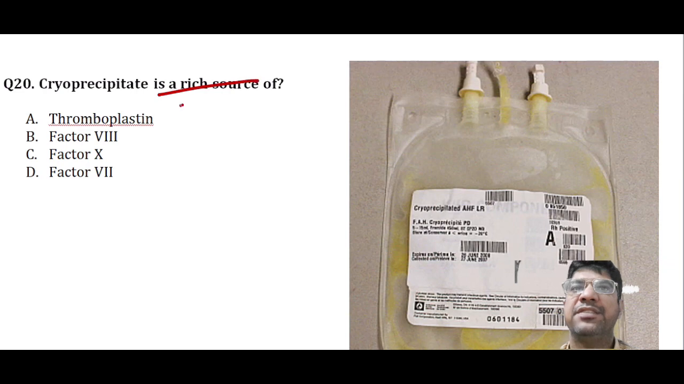Cryoprecipitate is a rich source of factor 8. Cryoprecipitate is a special part of blood that contains the essential clotting factor. So imagine it as a life-saving ingredient for people who are troubled with blood clotting.